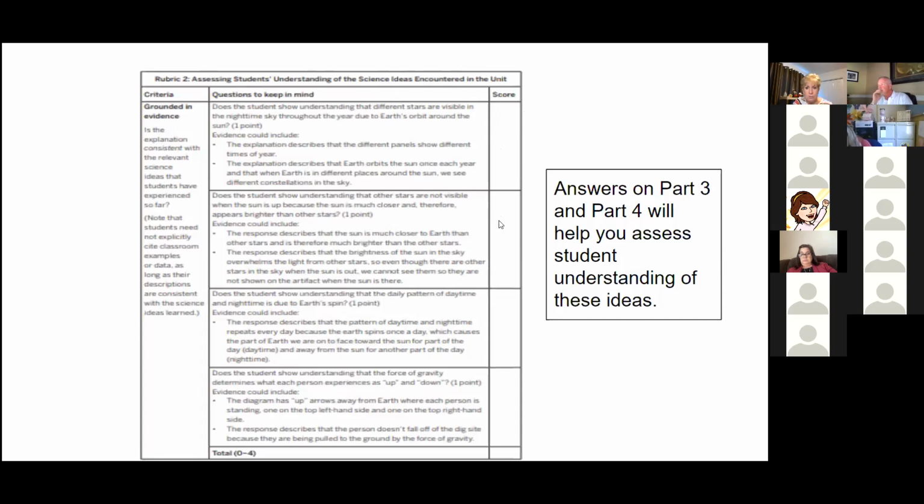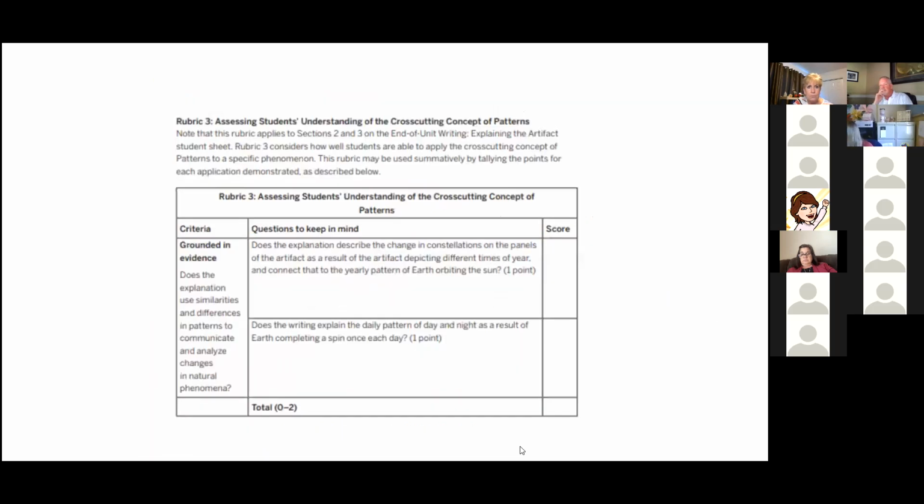And the same thing here. So they've got a total of 4 points that they could have on rubric 2. And then rubric 3 is how well they're understanding the idea of patterns. And so does their explanation describe that the change in constellations on the panels is the result of a pattern that happens as Earth orbits the sun? If so, they get 1 point.